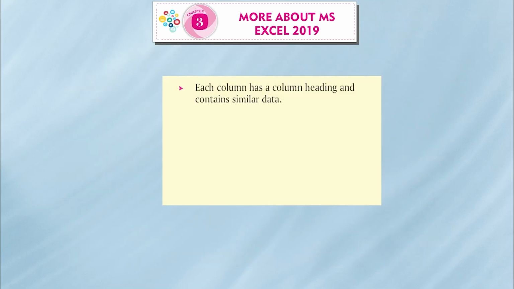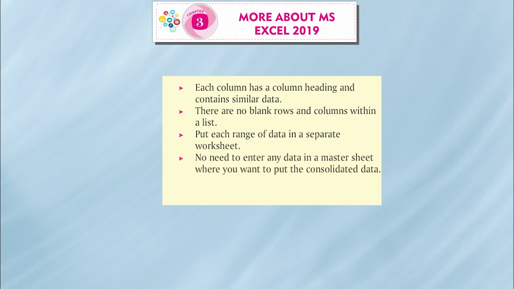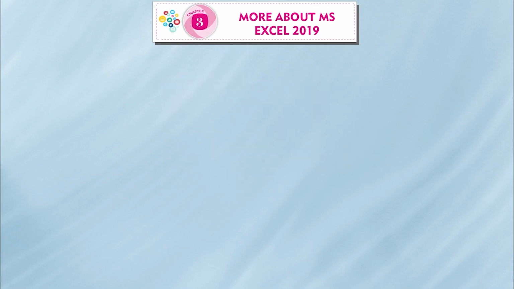Each column has a column heading and contains similar data. There are no blank rows and columns within a list. Put each range of data in a separate worksheet. No need to enter any data in the master sheet where you want to put the consolidated data. Each range of data must have the same layout.